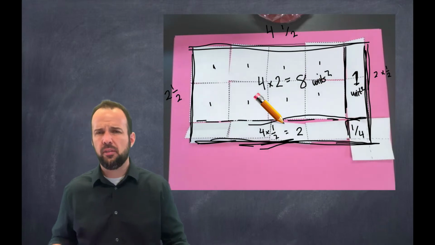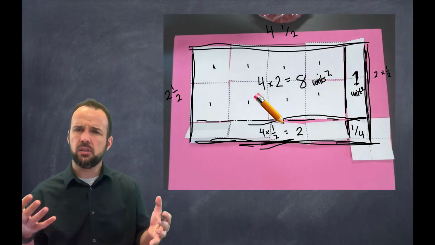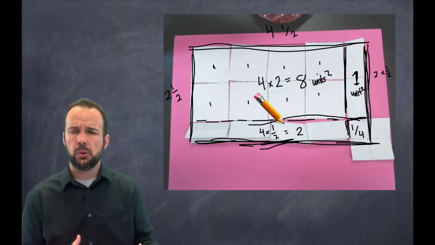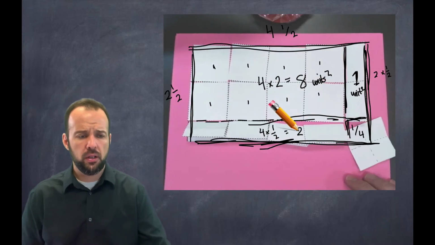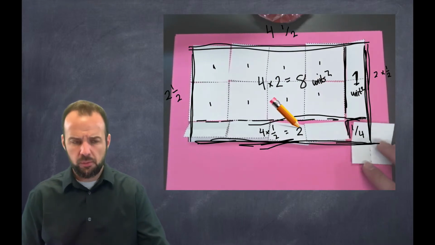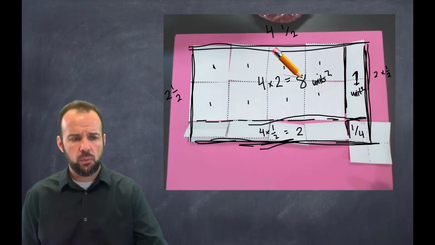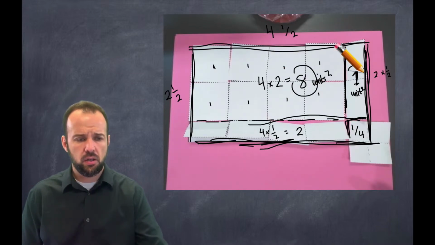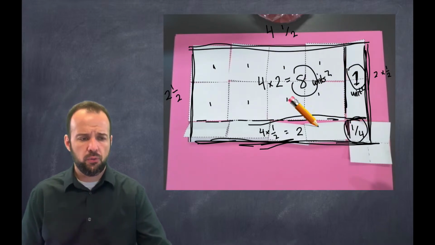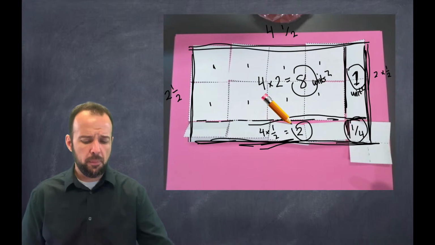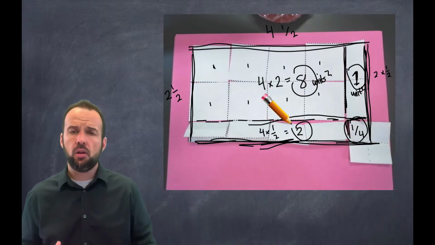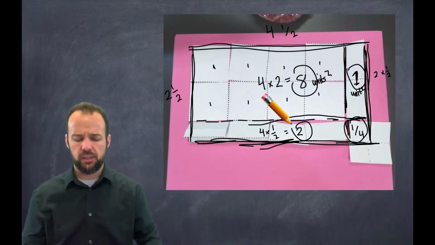If you remember back to multiplication, we have partial products here. We have part of our answer, part of our area. We don't have all of it, okay? We have 8, 1, 1/4, and 2. But if I take these and add all those numbers up, that'll tell me the total area of this entire rectangle.